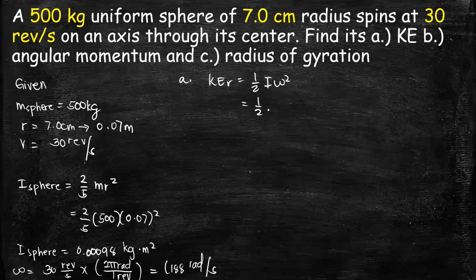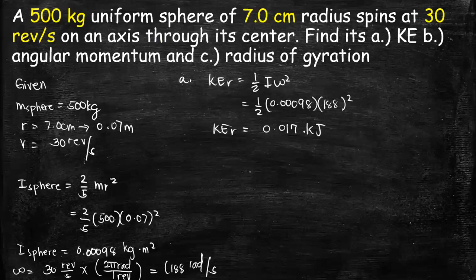Okay? So, 1/2, yung value ng I ng sphere, 0.00098. Okay? Multiply by 188 squared. So, KE would be equal to 0.017 kilojoules or 0.017 times 10 raised to positive 3 joules.